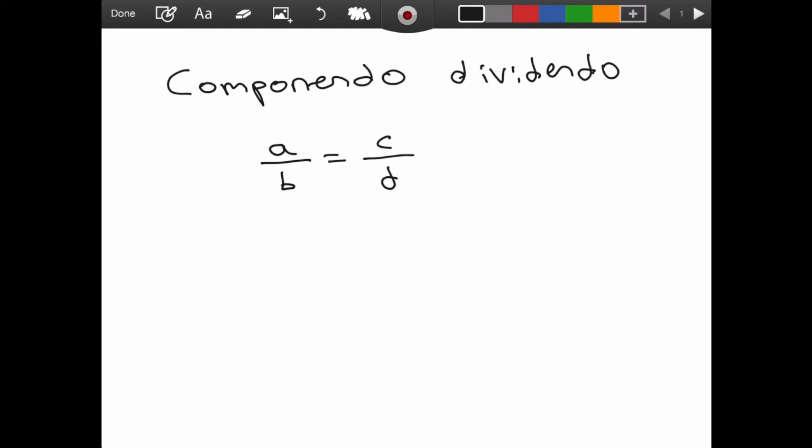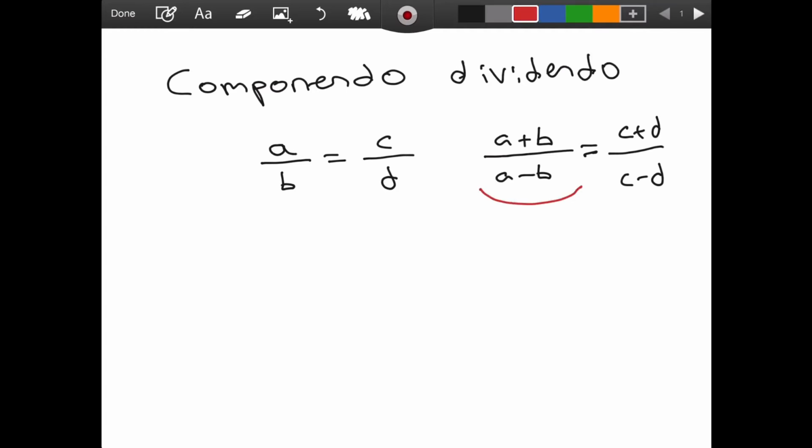So the Componendo Dividendo tells us that if A over B is equal to C over D, then A plus B over A minus B is equal to C plus D over C minus D. Okay? So how can we prove this? First of all, let's try to start with the left-hand side, and then arrive at the right-hand side. If we can do that, then we would have proved the equation.